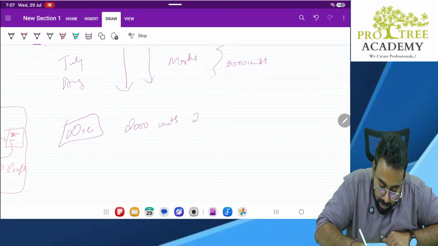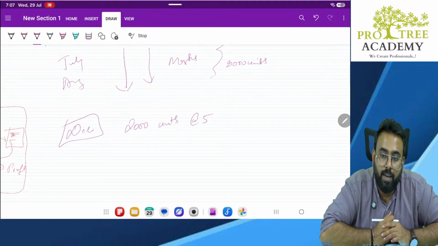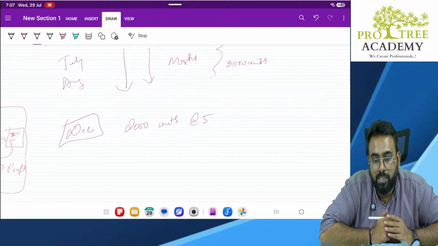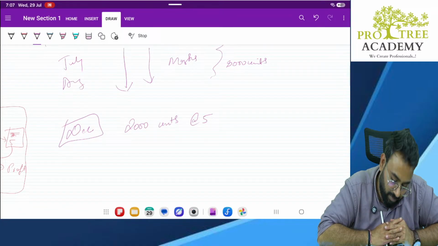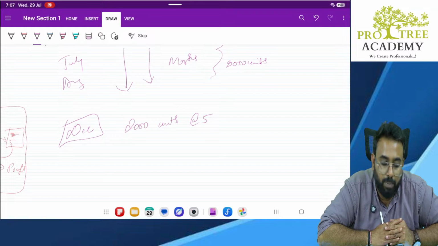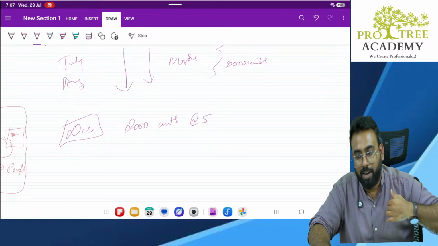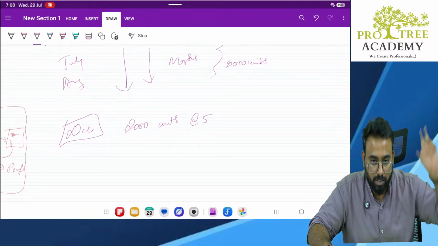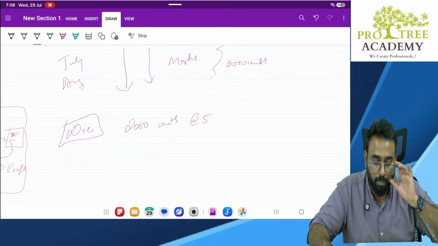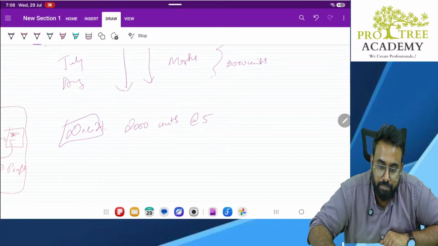At what price did he purchase? 5 rupees. By December, people stopped wearing masks completely. Now, I am not definitely following the historical timelines. I'm just giving you an example to understand. I may be wrong about the timelines, but I'm just giving an example. So by December 2021, people stopped wearing masks.